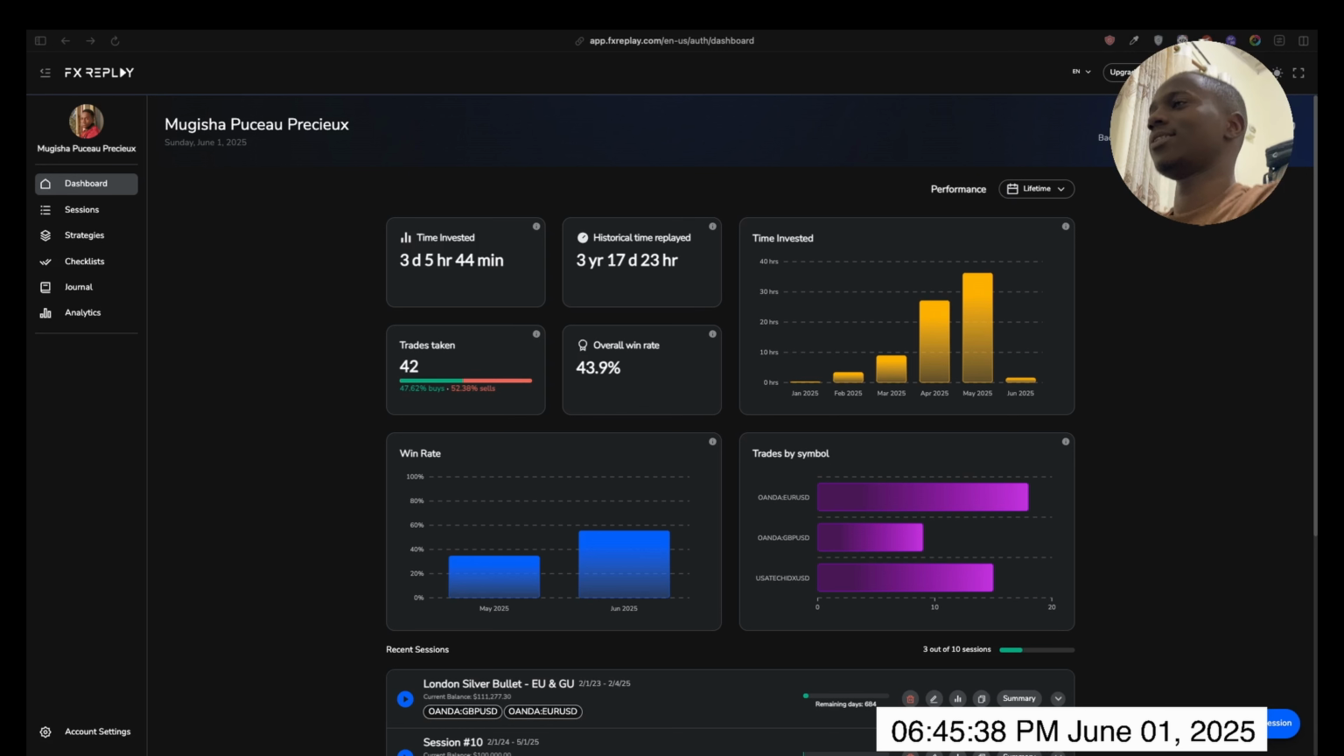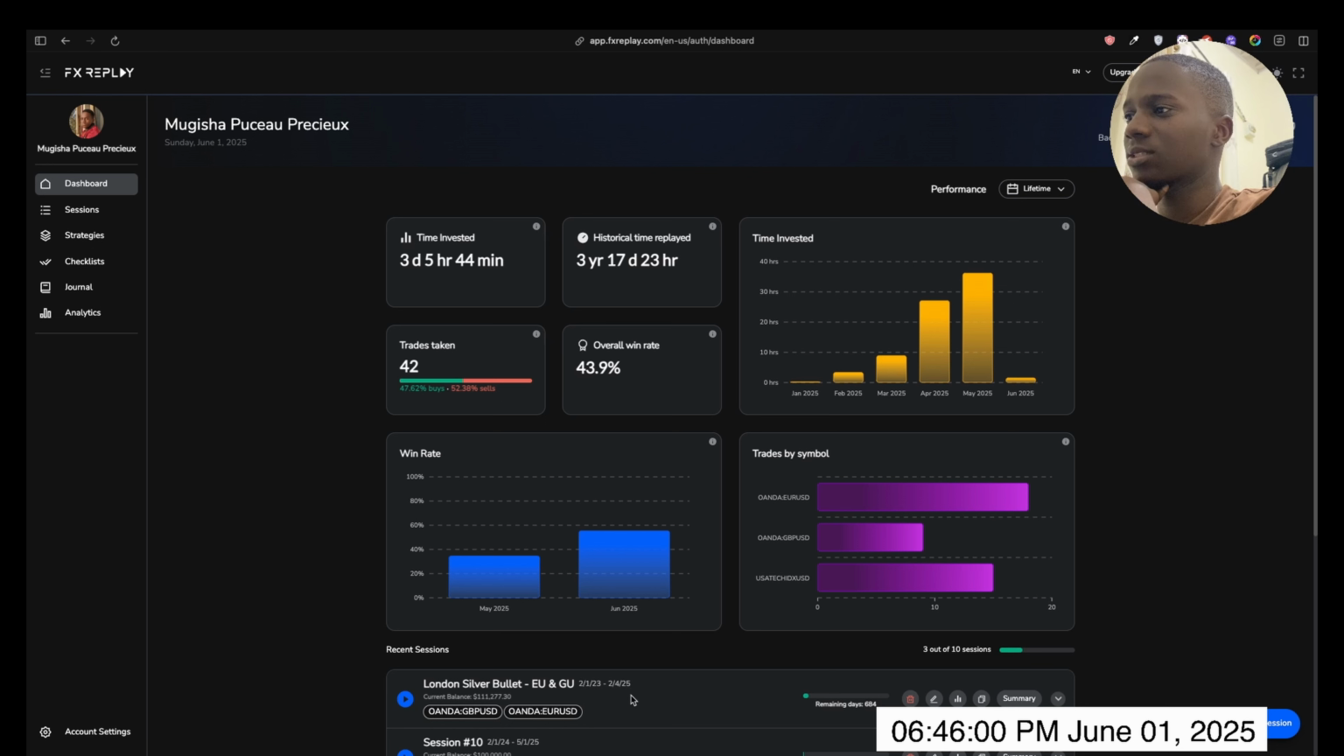Another day of testing. Today it's 1st June, first day of the month, and I started another session today, which is this one right here, the London Silver Bullet. So I'm backtesting just the London Silver Bullet. I have a 2 year span, from February 2023 to February 2025.